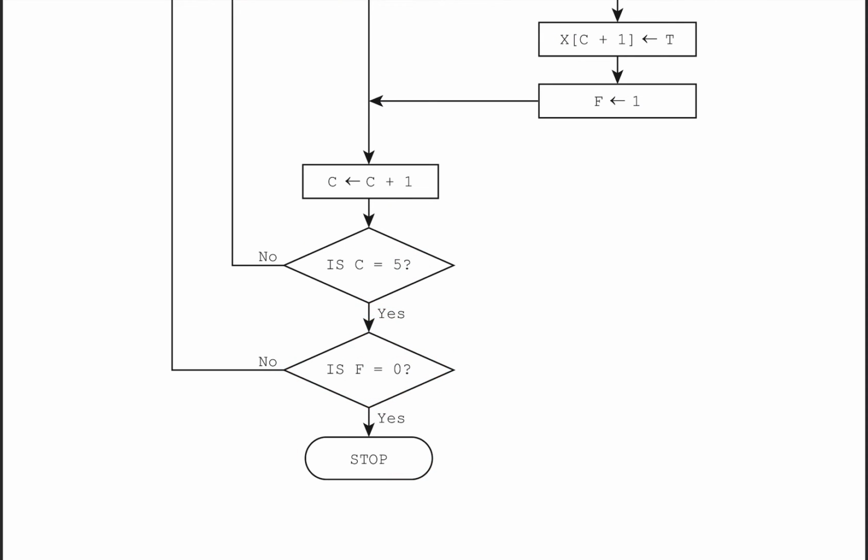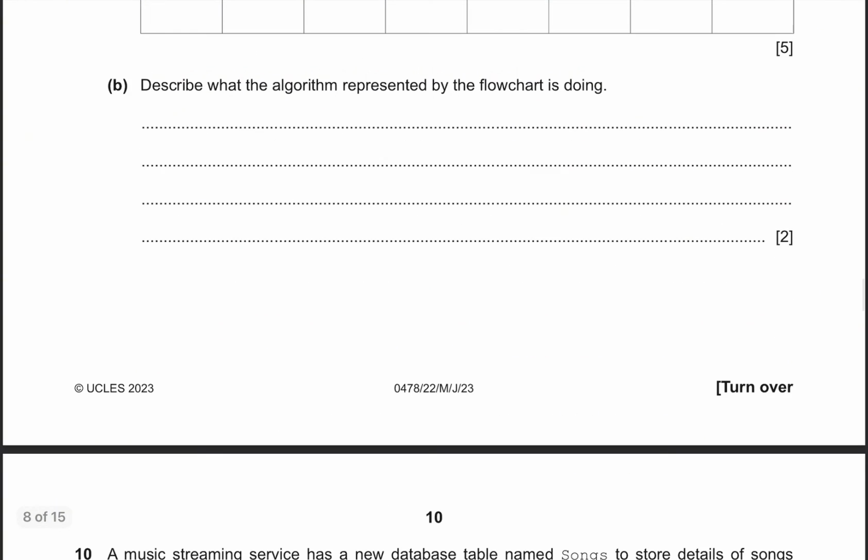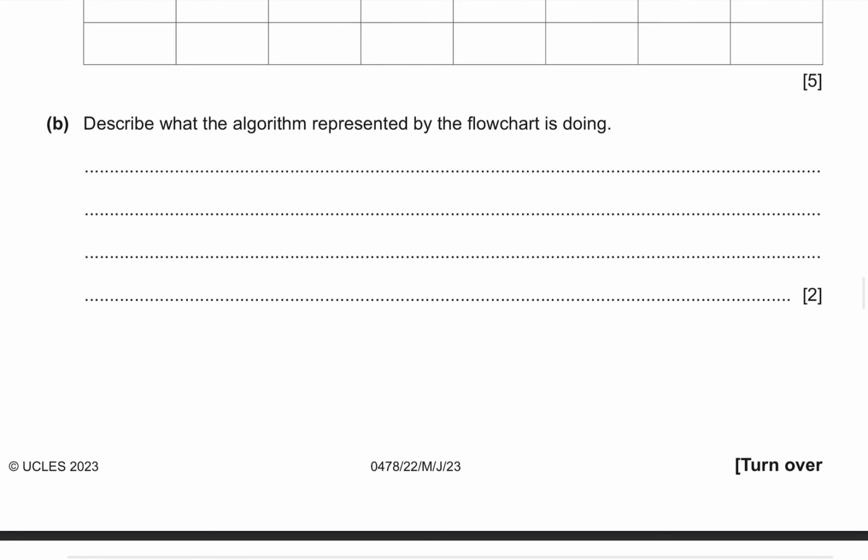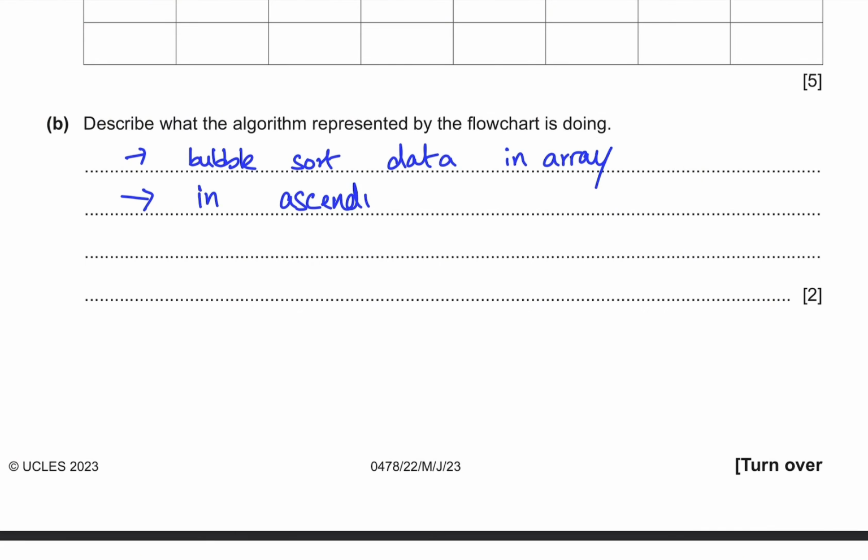Now, describe what the algorithm represented by the flowchart is doing. What is it doing? It is doing bubble sort in the array, bubble sort of the data in the array, and it is putting them in ascending order. In ascending order.